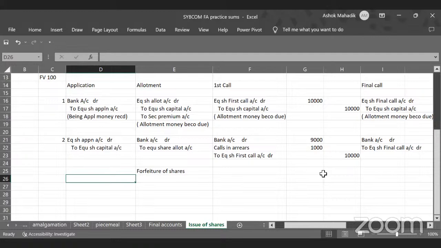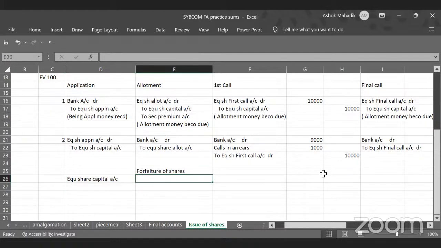See the first entry in application, in the second entry, equity share capital is written on the credit side. In allotment first entry, to equity share capital. In first call, second call, to equity share capital. Because share capital is a liability, a credit balance, it will never be debited. It will be debited only when shares are forfeited. Very simple logic. So when shares are forfeited for non-payment of call money, share capital account will be debited. Clear? Understood? So equity share capital account will be debited.